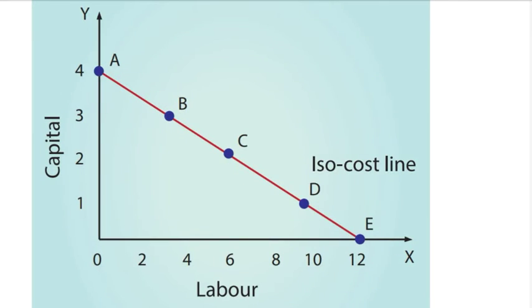From figure 3.10, it is shown that the cost to be incurred on capital and labor is represented by the triangle OAE. The line AE is called the iso-cost line. The iso-cost line depends on two things: first, the price of the factors of production, and second, the total outlay which a firm has to make on the factors of production. Given these two, the iso-cost line can be drawn. The slope of the iso-cost line is equal to the ratio of the prices of the two factors. Thus, the slope of the iso-cost line is equal to the price of factor K divided by the price of factor L.